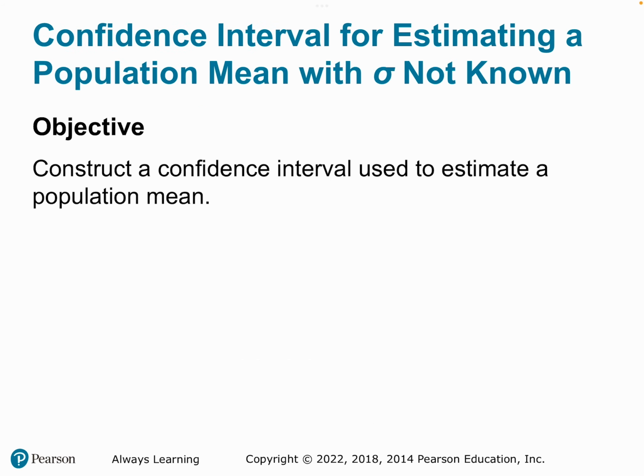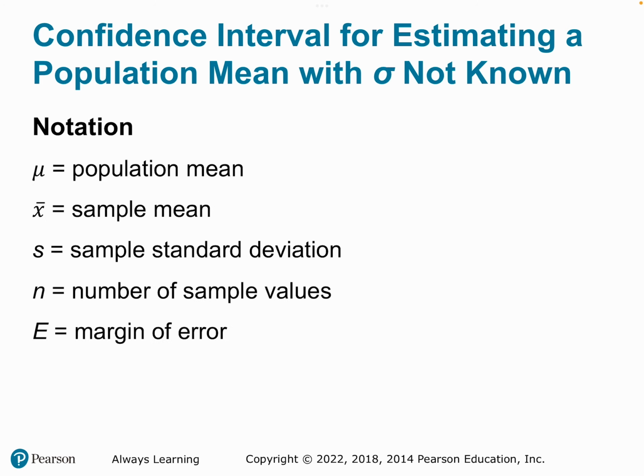Let's look at how to construct a confidence interval to estimate an unknown population mean. Let's review some of the labels that will appear in our calculations. Again, mu is the unknown population mean that we are trying to estimate. X bar is our known sample mean. It is the mean of the values that came from the sample drawn from the population. Lowercase s is the standard deviation of the sample values.